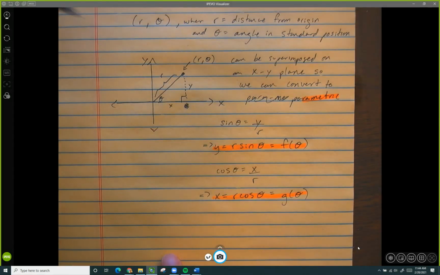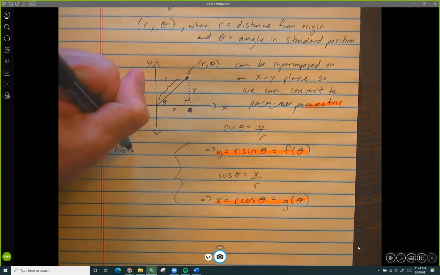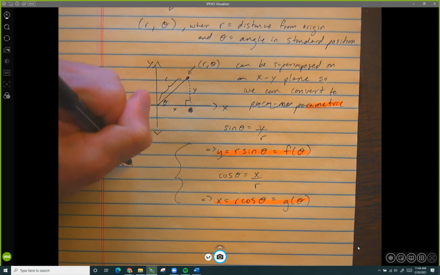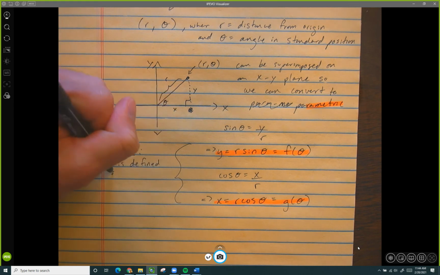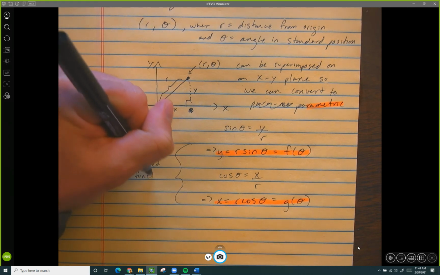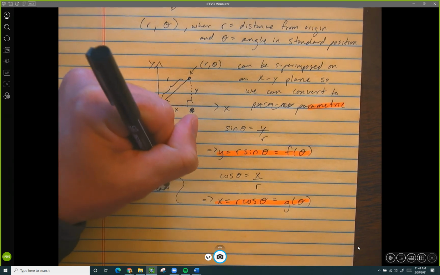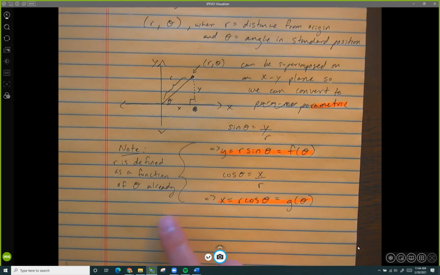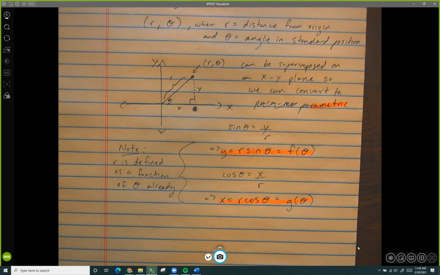Remember, or note, r is defined as a function of theta already. Okay, so as you look at this, you're going to be given a function for r in terms of theta. So when you see y equals r sine theta, you can replace r with whatever it's defined to be in terms of theta to begin with.